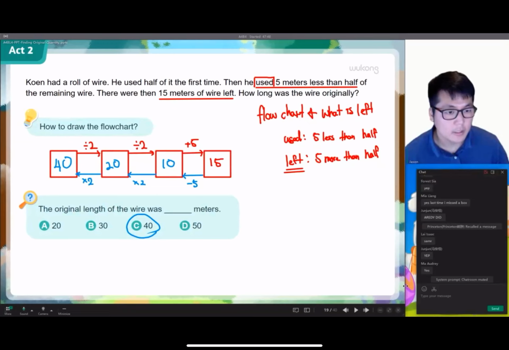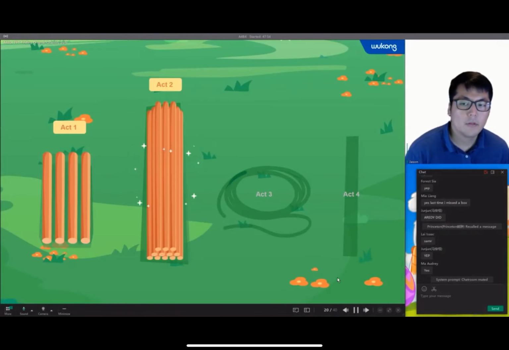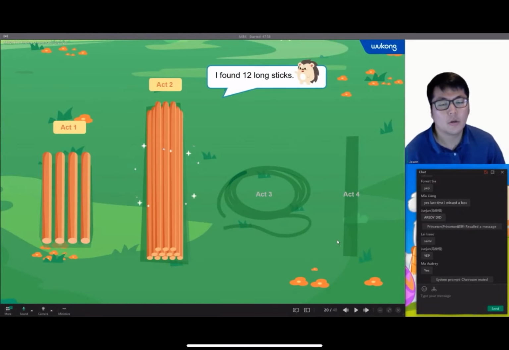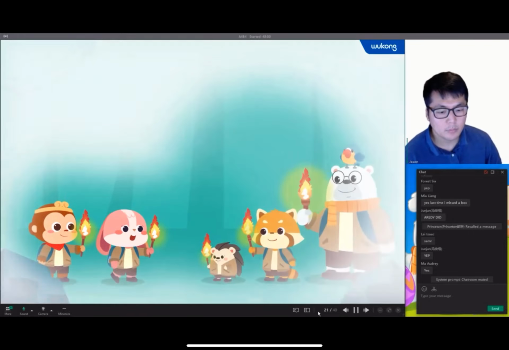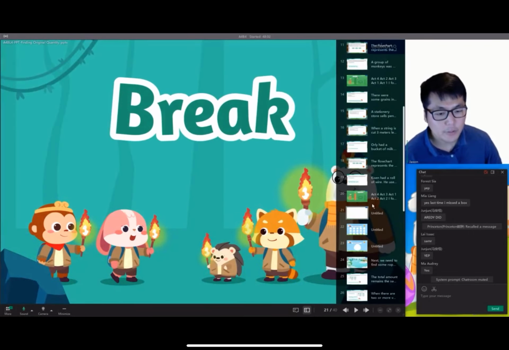So I can see still so many people are not good with drawing flowcharts. And now we've got a lot of long sticks, 12 long sticks. And now, guys, let's have a short break. And guys, during the break, we have a special break.